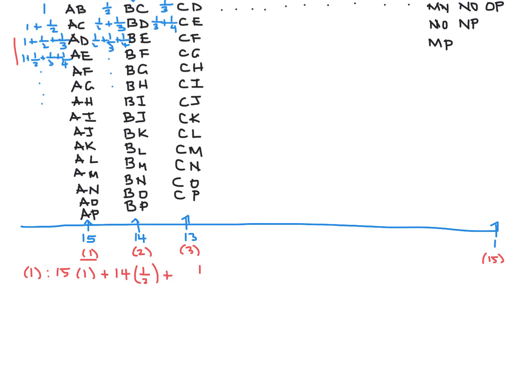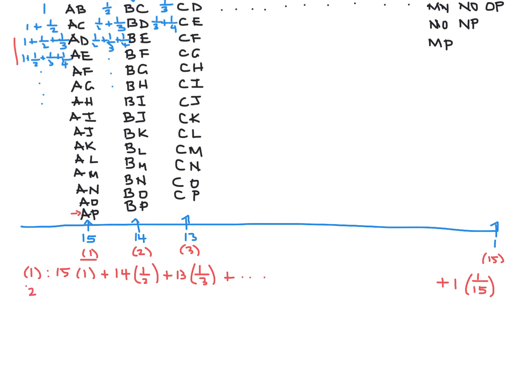Now, the third, how many times does it appear? It doesn't appear in AB, doesn't appear in AC, but it starts to appear in AD. And then it will appear in AE, AF, and so on. So it will appear 13 times. And as you can clearly see a pattern here, it'll go all the way down to 1 over 15, which only appears once. Okay, and that will be in AP, by the way.